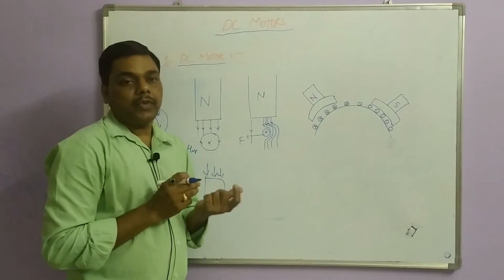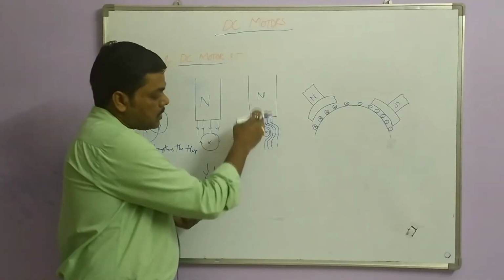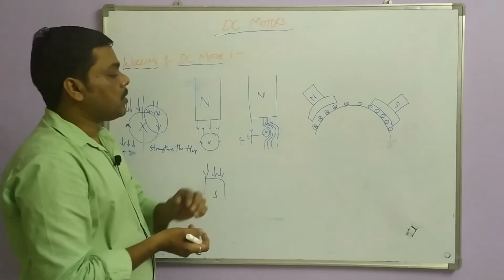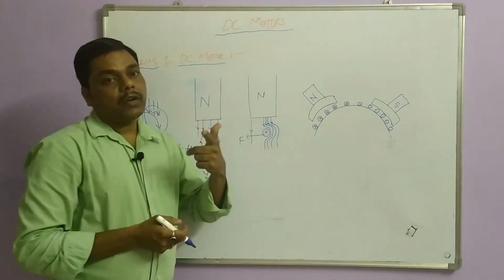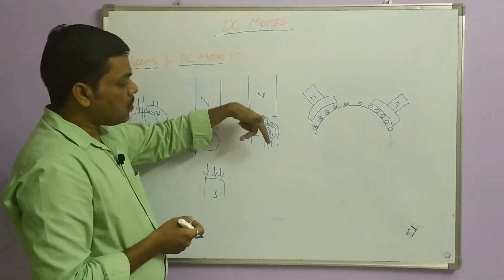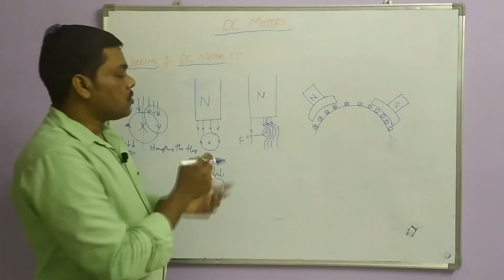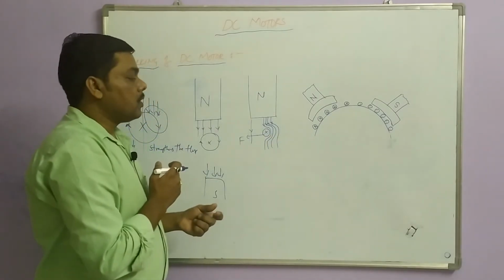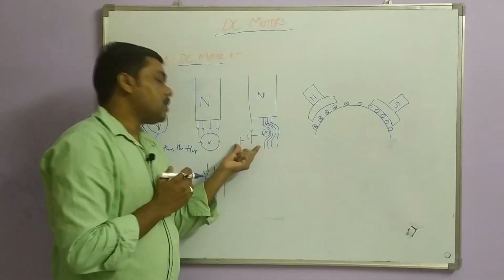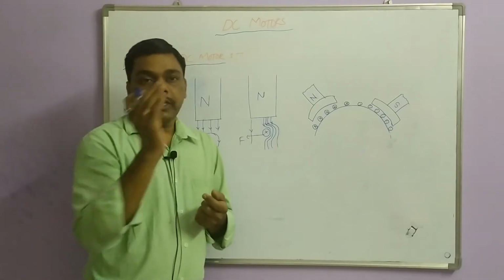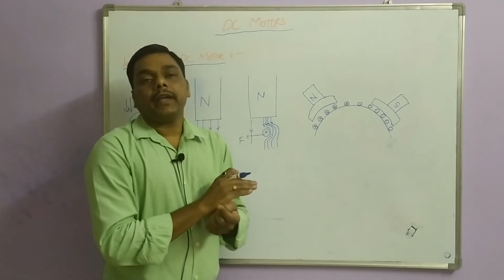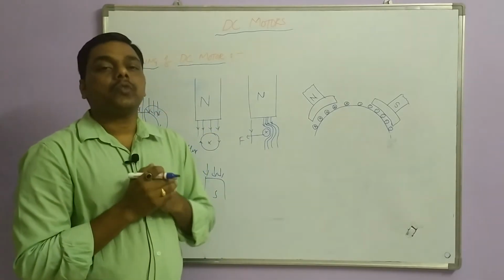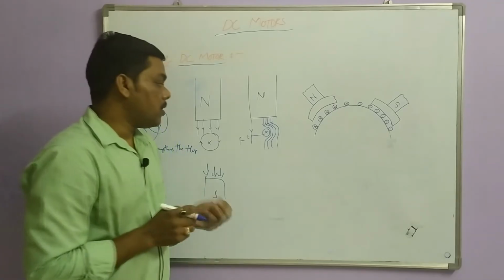Fleming's left hand rule. So why this direction of force? This conductor is coming in this direction, and you can apply Fleming's left hand rule. The direction of flux is downwards and the current is entering, so this conductor is moving to the left hand side. This force direction drives the DC motor in one direction, so the DC motor starts to rotate. Okay, now we will elaborate on this.